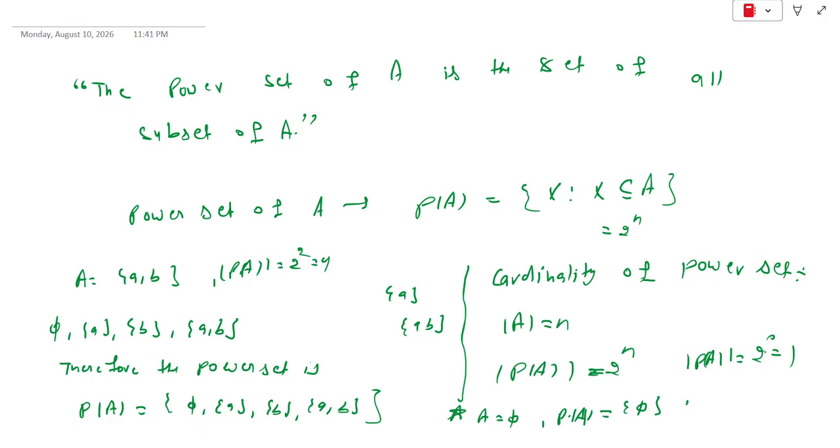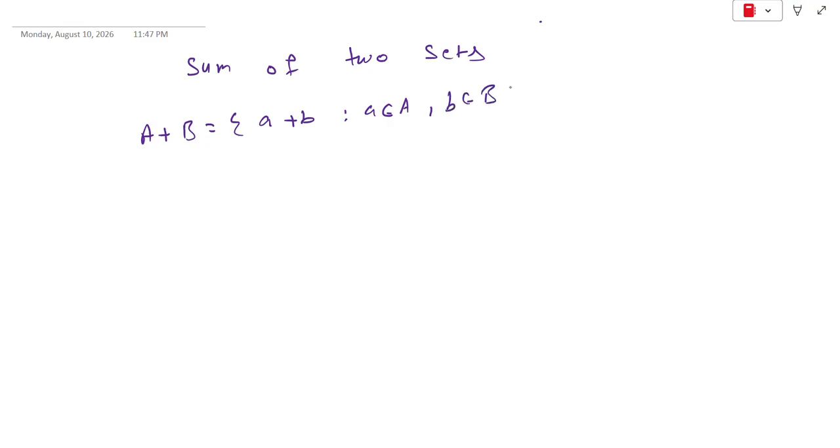Now let's move to our final topic for today's lecture, the sum of two sets. So we write the definition: A + B is equal to {a + b such that a belongs to A and b belongs to capital B}.